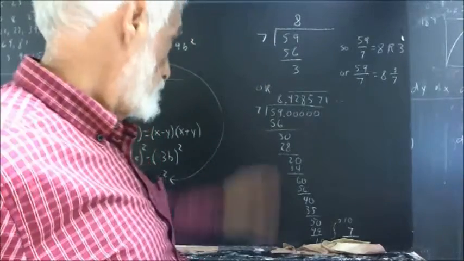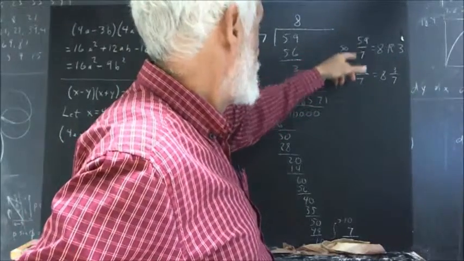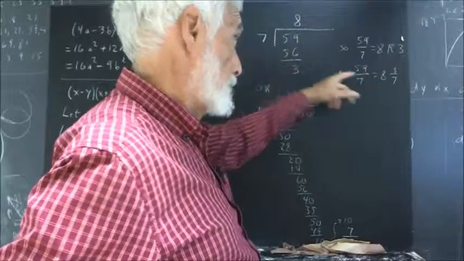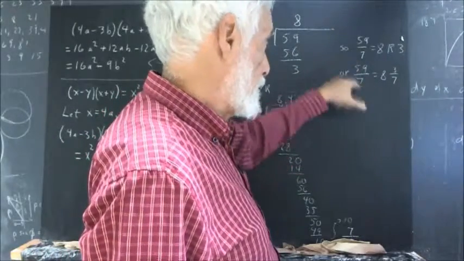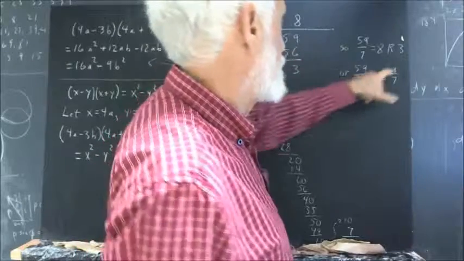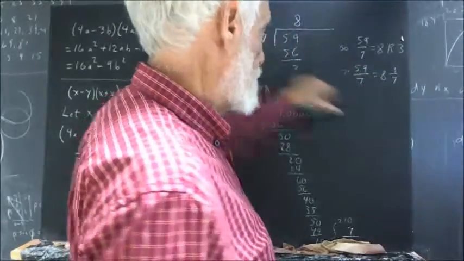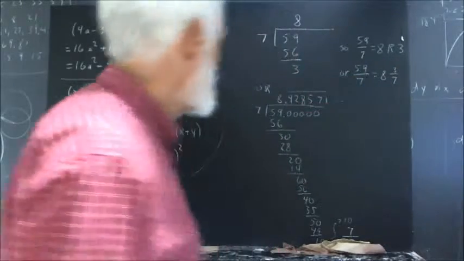We could then write the result as 59 divided by 7, which is what we're doing here, equals 8 with a remainder of 3. And we can also write that as 59 sevenths is 8 and 3 sevenths. Since we have the remainder 3 and we're dividing by 7, our fractional part will be 3 sevenths.